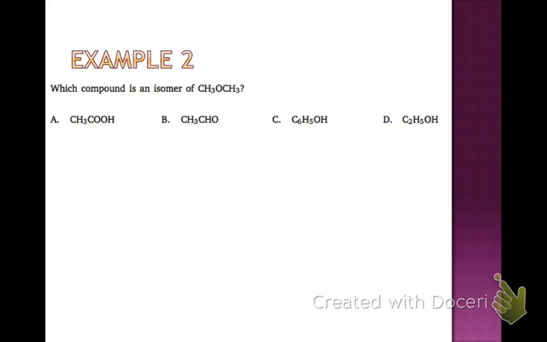Example 2 is which compound is an isomer of CH3OCH3. So here we have the expanded molecular formula that shows you pretty much where the carbons, hydrogens, and oxygens are. And we're going to go and write down the condensed formula. So we have CHO. We'll have 1, 2 carbons here, then 3 hydrogens, and 3 more will give us 6 hydrogens, and 1 oxygen.